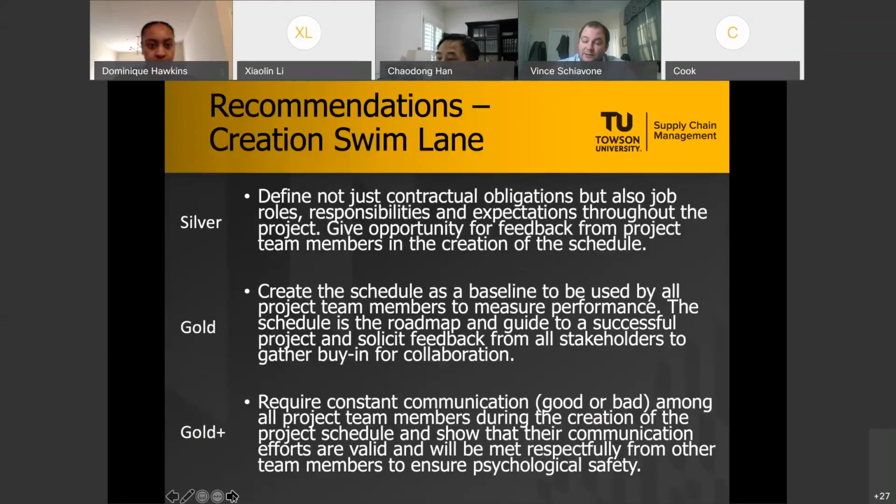So if you glance at the screen right here, you can see the creation swim lane in the first pillar. And the bronze score would be that the schedule was only created for contractual deliverable and then was not used. And then we went back to our industry partners and did literature investigating to come up with these recommendations at a silver, gold, and then a gold plus level, which, as you saw, many people scored gold, or so they thought they scored gold. So we created gold plus so that they can continue to ensure that they stay at the gold level and make consistent practices moving forward for collaboration. Next slide, please.